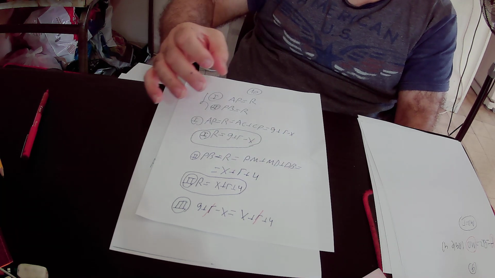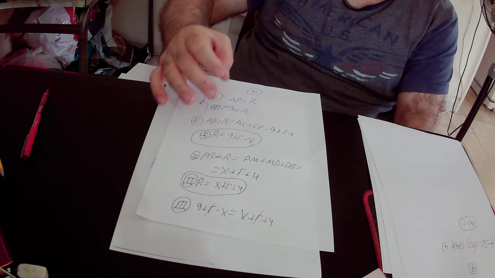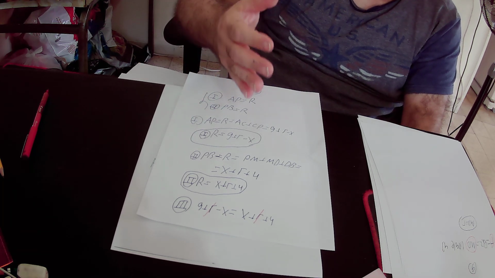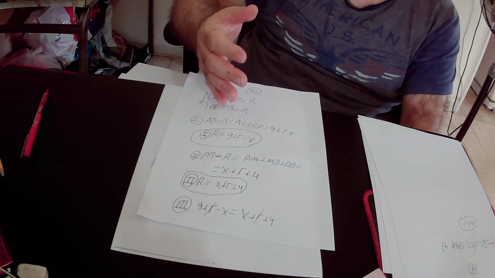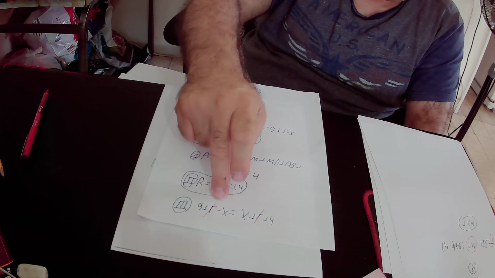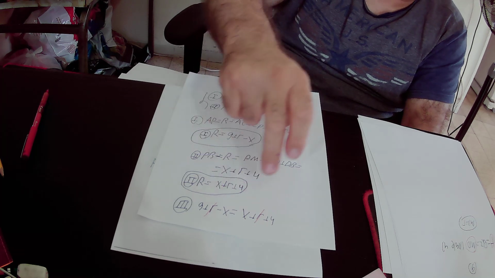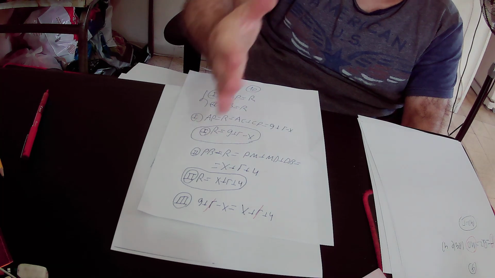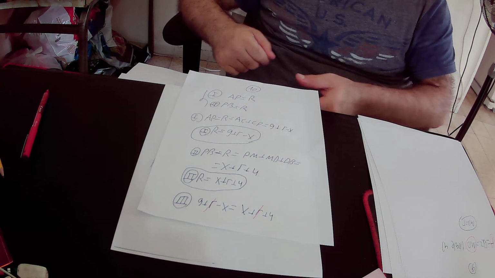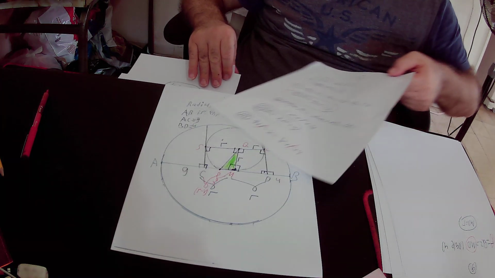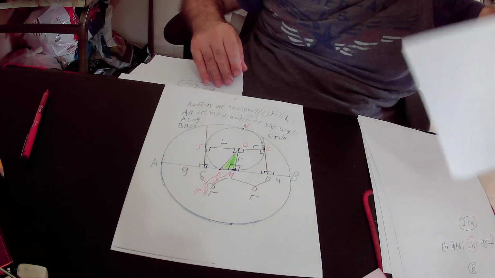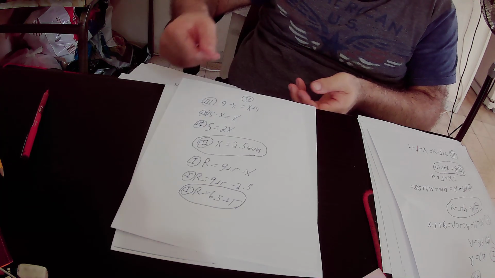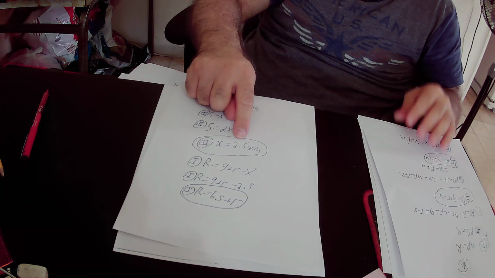So we have two different expressions for the same radius. Of course, they are equal to each other. So equation number 3 states that the radius of the big circle according to equation number 1 equals the radius of the big circle according to equation number 2, or capital R equals capital R. And from equation number 3 we got the value of x. We found out that x equals 2.5 units.